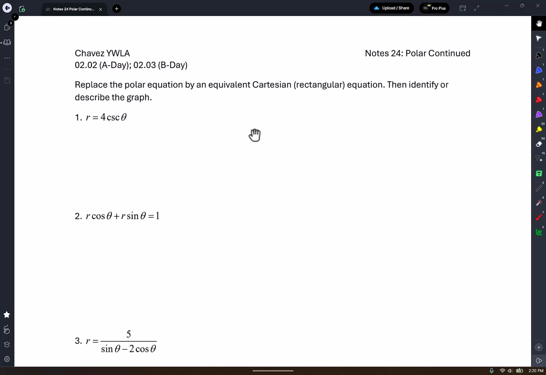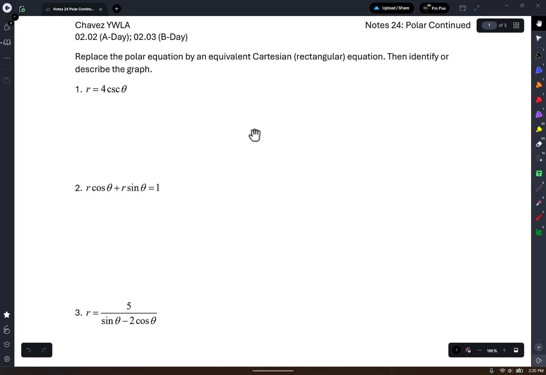Polars continued. Here we go, guys. Y'all ready? All right. So polars continued. It says replace the polar equation by an equivalent Cartesian rectangular equation, then identify or describe the graph. Because we're rookies, it might be easier to transform this into a rectangular equation first, or a Cartesian. It's the same thing in terms of y equals, and then from there, tell me what type of graph it is. So you guys ready?